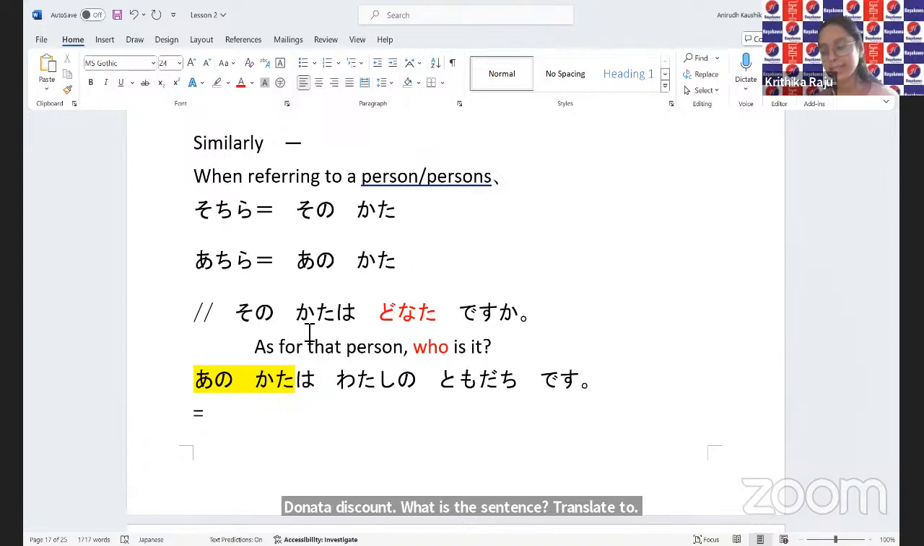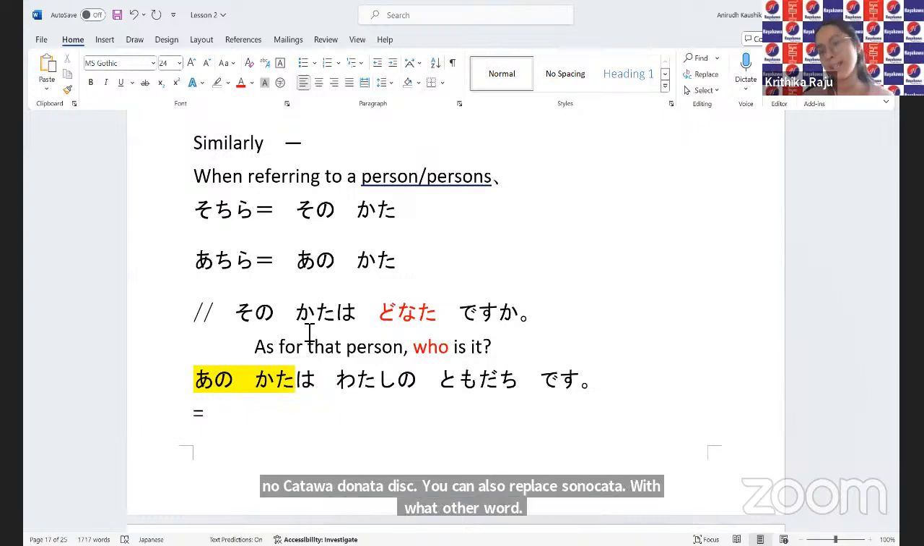Sono kata. As for them, who are they? Who is that person? As for that person, who is it? Sono kata wa donata desu ka? You can also replace sono kata with what other word to mean that person?